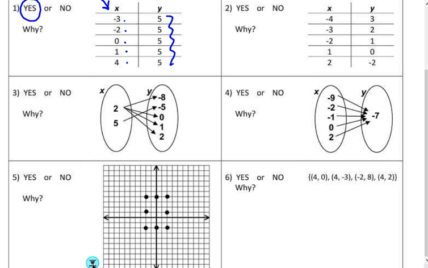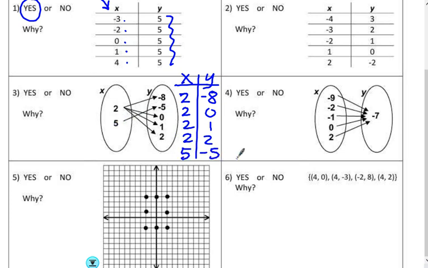Alright, skipping down here to number 3. Is this one a function or not? Remember how we read a map. This is showing me the point. Sometimes it's helpful to put them into a table. We have the point 2, -8, then I have 2, 0, and then I have 2, 1, and 2, 2. And my last point here is 5, -5.